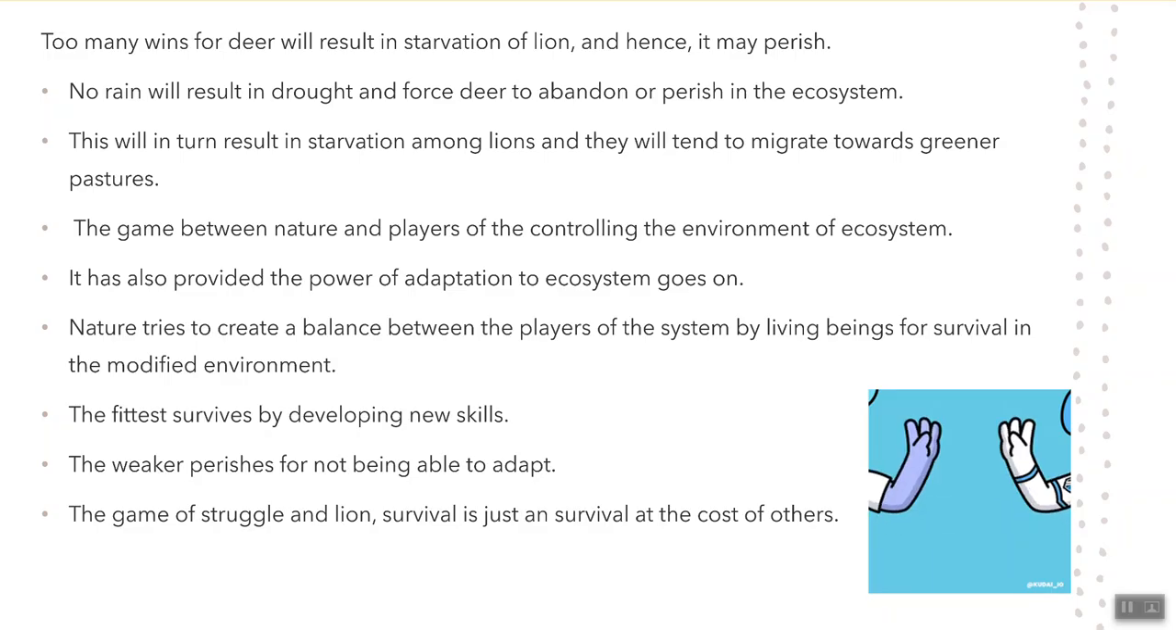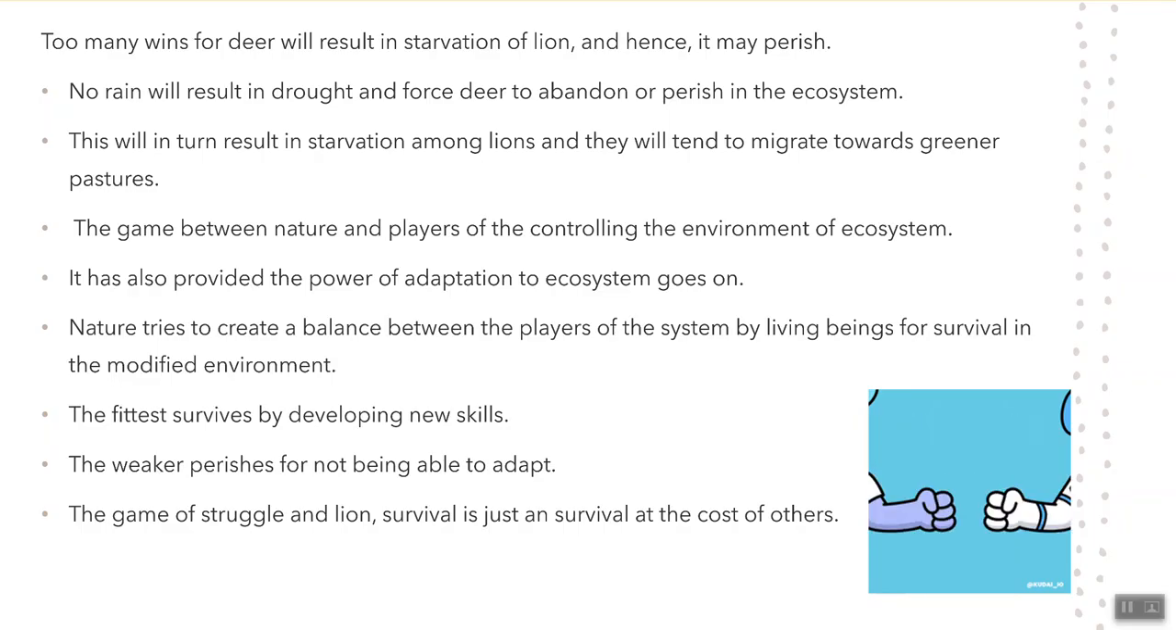Coming to this, too many wins for deer will result in starvation of the lion, and hence it may perish. No rain will result in drought and force deer to abandon or perish in the ecosystem. So all these are interrelated in the ecosystem. This will in turn result in starvation among lions, and they will tend to migrate towards greener pastures. The game between nature and players is about controlling the environment of the ecosystem. It has also provided the power of adaptation to the ecosystem that goes on.